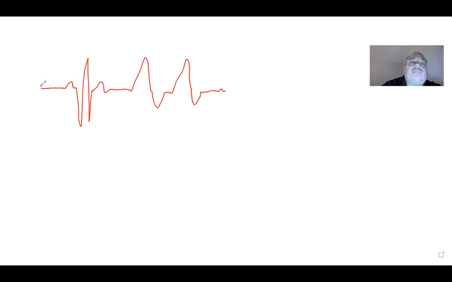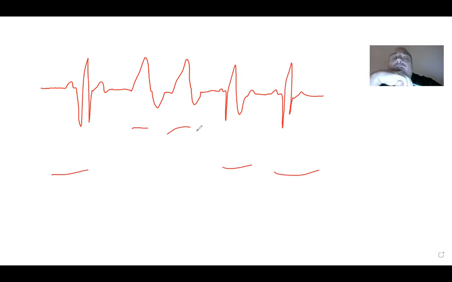Now, when you have two PVCs in a row, so normal beat, normal beat, normal beat, PVC, PVC, right? So we had two PVCs in a row, same shape, so unifocal PVCs, right? And when you have two in a row, we call that a couplet, okay? A couplet. So what is a couple? A couple is two, so you have a couplet. A lot of people confuse, guys, couplets and bigeminy. Please don't make that mistake. I see why people make that mistake, but please don't make that mistake.